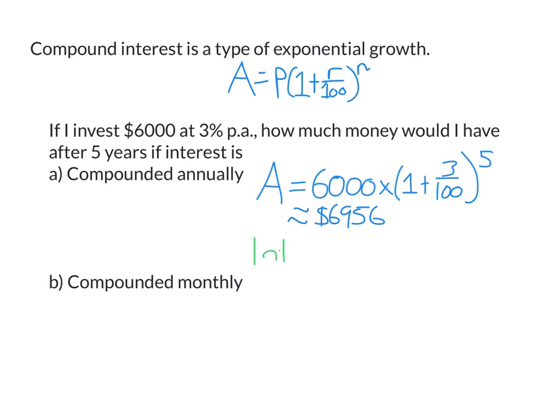So the amount I've earned in interest is just this minus this. I've earned $956 in interest. So I've got $956 extra from leaving the money in the account.